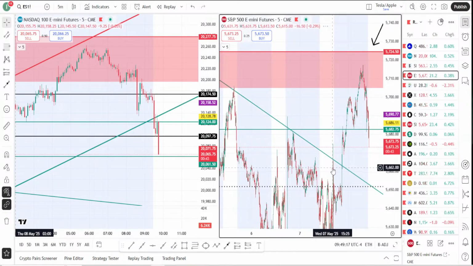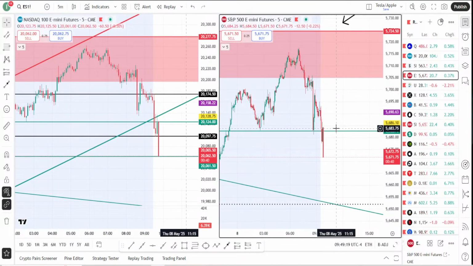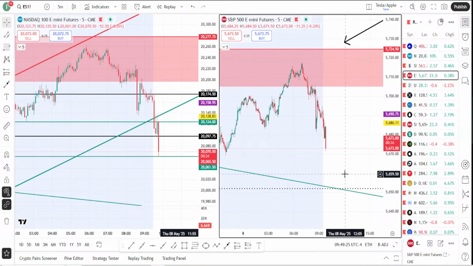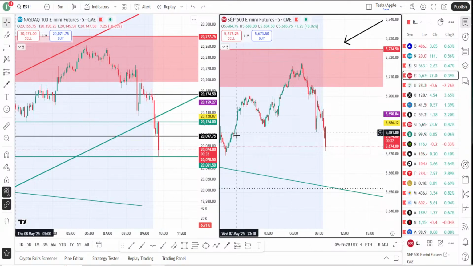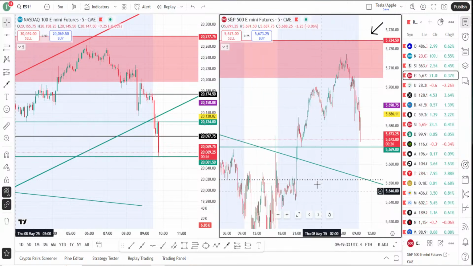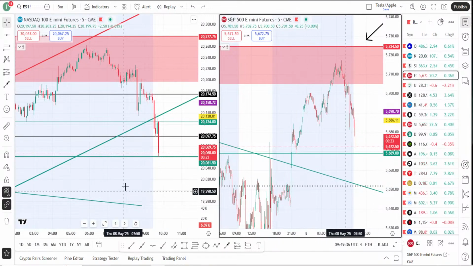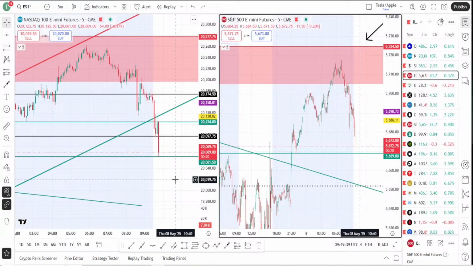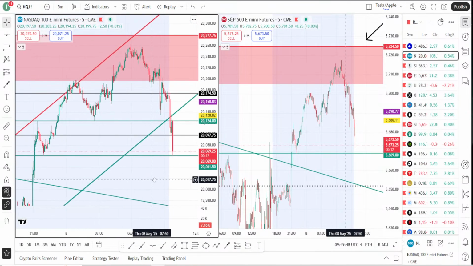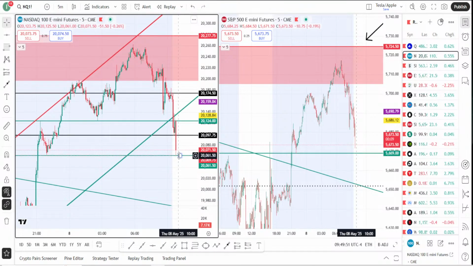Okay, so I think we can go ahead and eliminate the support right here. Our job isn't to just chase price and guess where price is gonna go. Our job is to be patient and wait for the setup that looks to be less risky. Less risk with more profits.